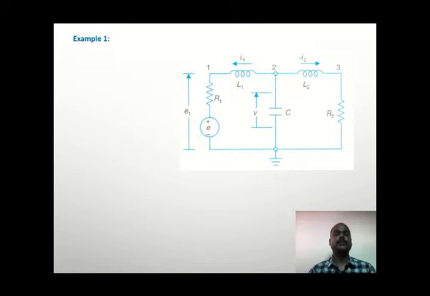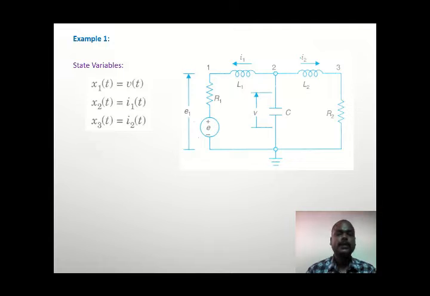Now we will take one example of state space representation with the help of the electrical circuit given here. We can see in this electrical circuit we have two loops. Loop 1 comprises source E, resistance R1, inductance L1 and capacitor C. Loop 2 comprises the capacitor C, inductor L2 and resistive load R2. So we are expecting two equations for this, which will be obtained using Kirchhoff's voltage law.